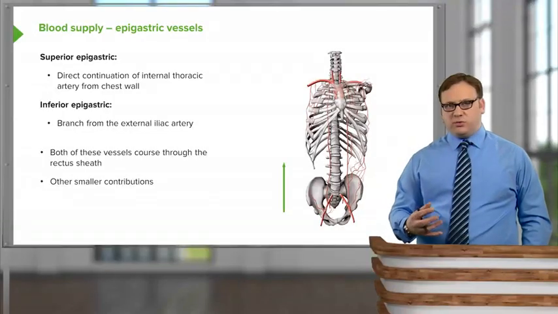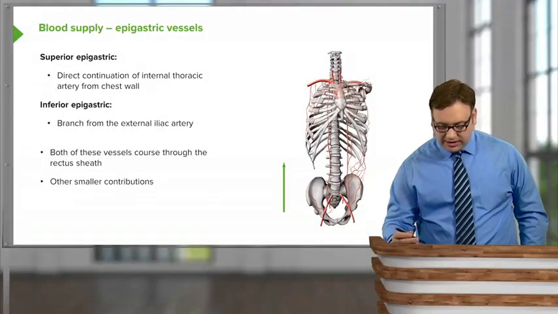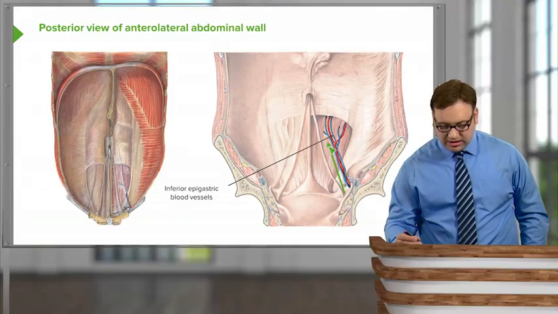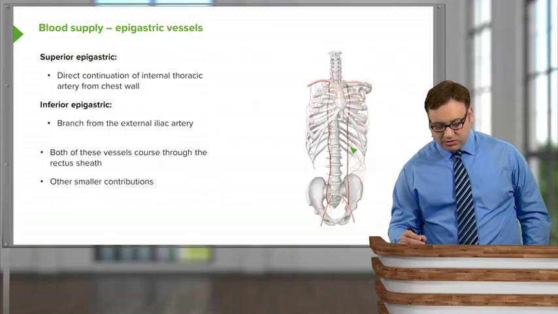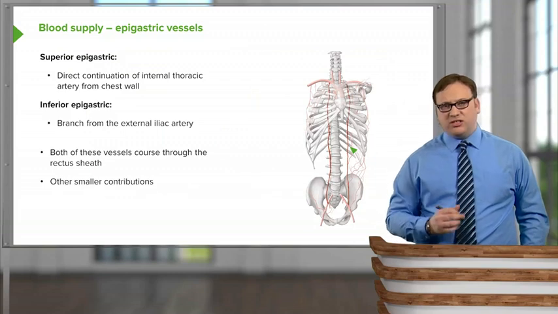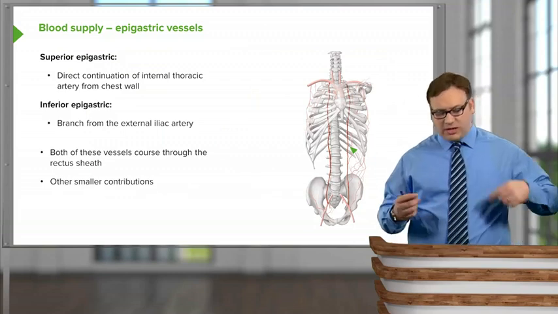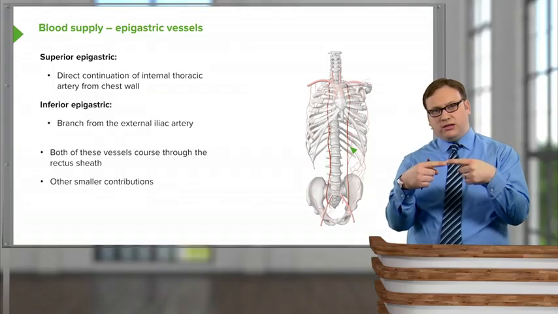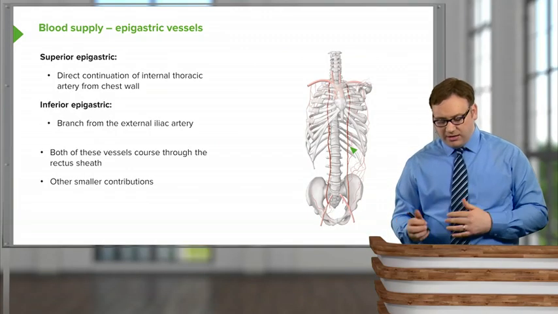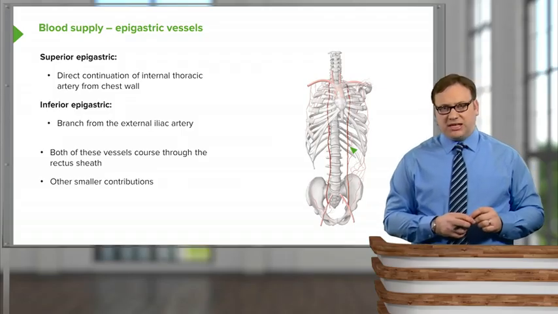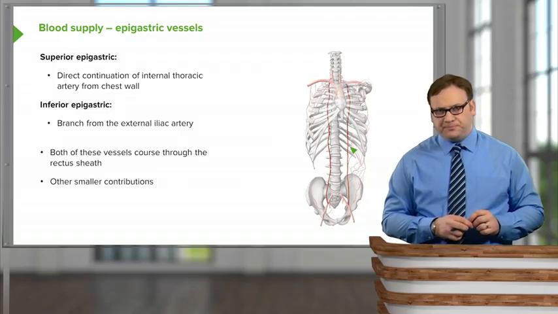And that's the blood vessel we saw on the previous slide, which we can see running up in this direction, inferior epigastric. Inferior epigastric is then going to anastomose with superior epigastric. And that's where these two arteries are going to join. They join together to form a complete circuit. These are really important as they go on to supply the muscles of the anterolateral abdominal wall.